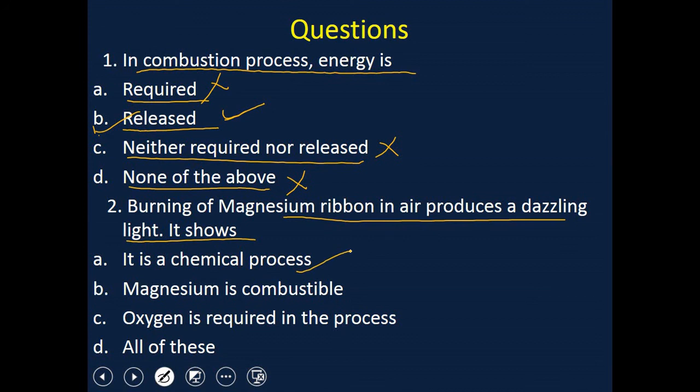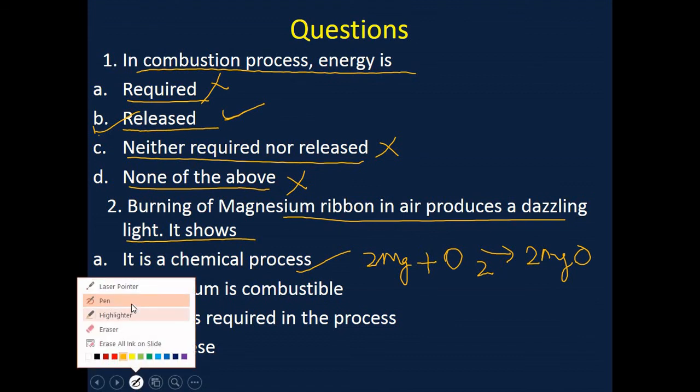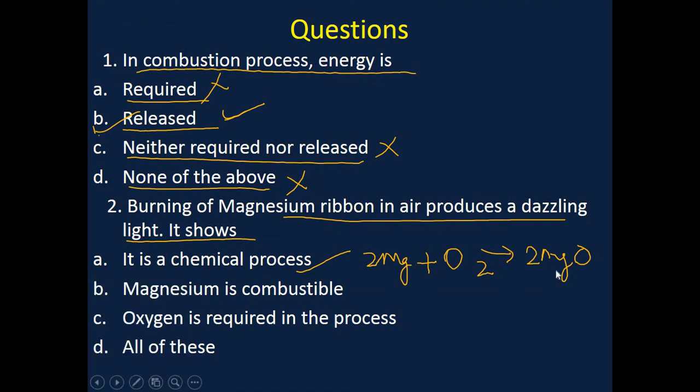A chemical change is taking place. What is formed here? 2Mg plus O2 will give you 2MgO. So a new substance is formed. That's why it's a, what do you think? It's a chemical process.